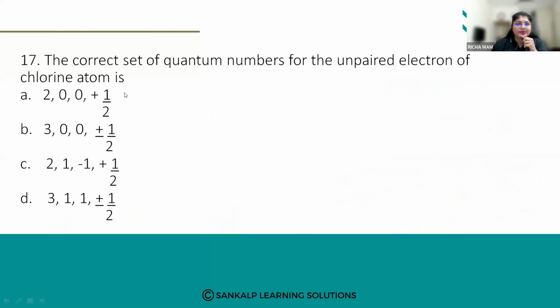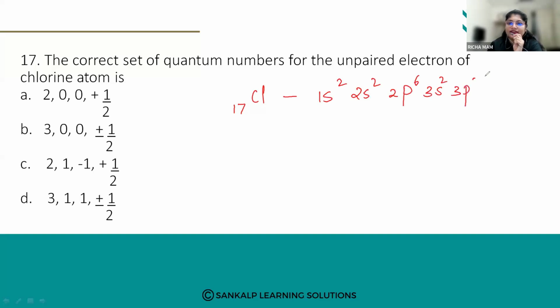Next one, same way: the correct set of quantum numbers for the unpaired electron of chlorine atom is. So they have asked for chlorine. Okay, find out for chlorine. Chlorine atomic number is 17. Now here you can see in the last one they have given the atomic number, so you need to know the atomic number of some of the elements. Now here they have not given the atomic number. So chlorine is 17. Write down the electronic configuration: 1s2, 2s2, 2p6, 3s2, and 3p5.